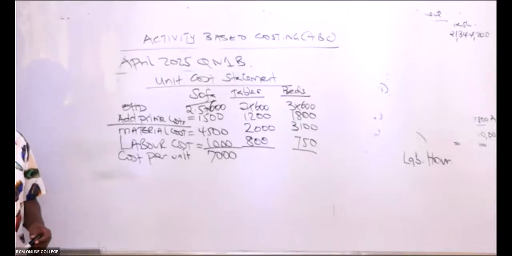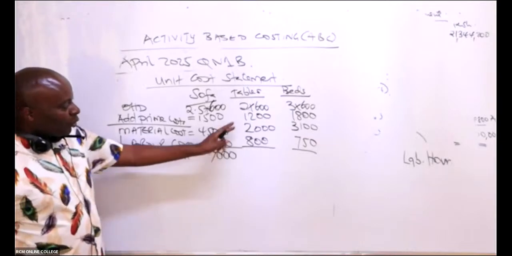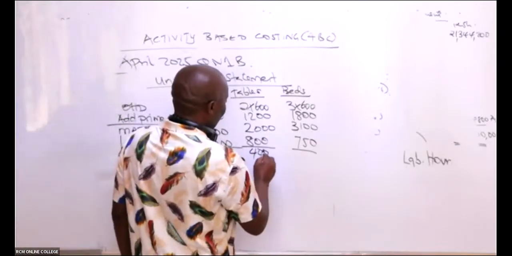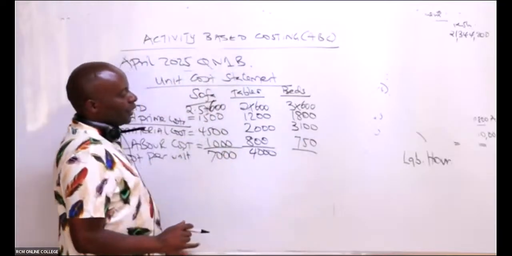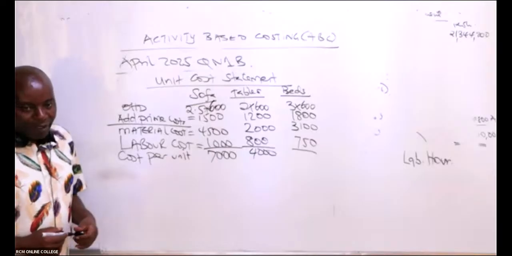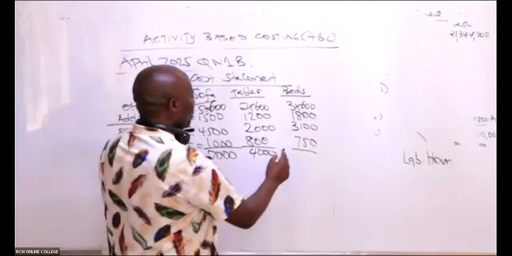We're getting 750. You must have missed a zero. 7,000. Okay. The second one will be 1,200 plus 4,000, so 4,000. The third one, 1,800 plus 3,100 plus 750, which is 5,650. Thank you so much.